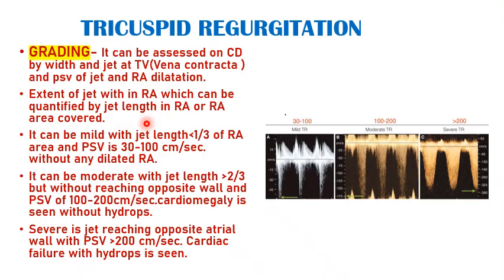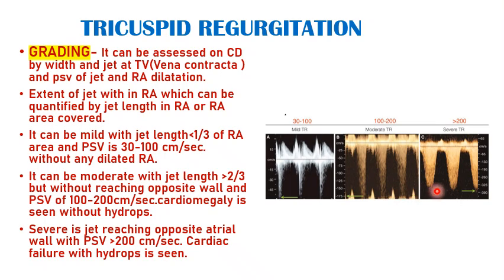It can be mild, with jet length less than 1/3 of the right atrium area and peak systolic velocity of 30 to 100 cm per second without any dilatation of the right atrium. It can be moderate, with jet length more than 2/3 but without reaching the opposite wall, and PSV of 100 to 200 cm per second. Cardiomegaly is seen but hydrops is absent.